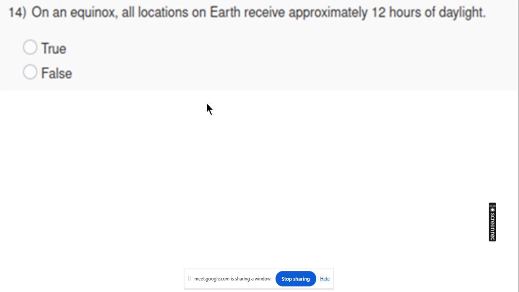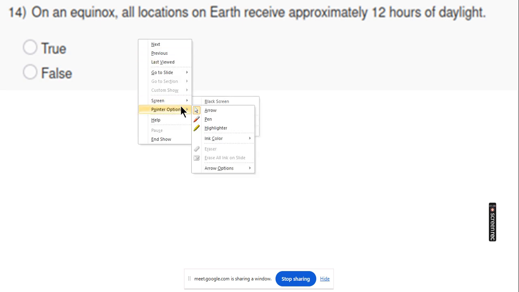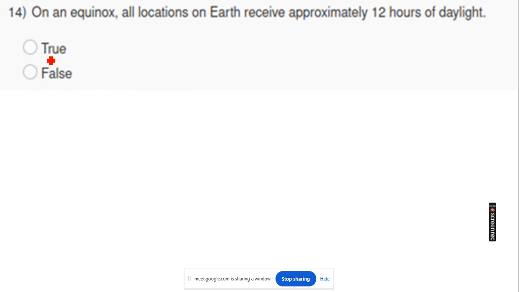On an equinox, all locations on Earth receive approximately 12 hours of daylight. Is that correct? During equinox, approximately it receives an equal amount, 12 hours of daylight and 12 hours of night. So it is approximately true.